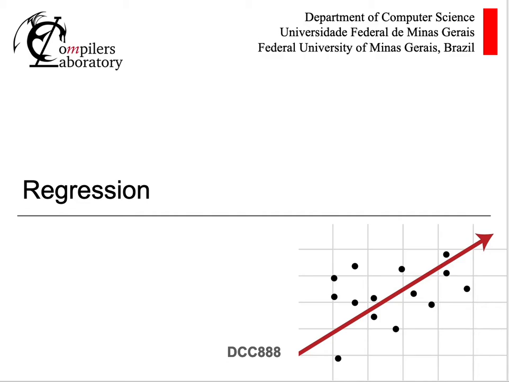In the last video, we saw a bit what is predictive compilation. This time, we will take a deeper look into a particular machine learning technique, linear regression, and how we can use it to predict the speedups of optimizations. So we shall use linear regression to carry out predictive compilation.